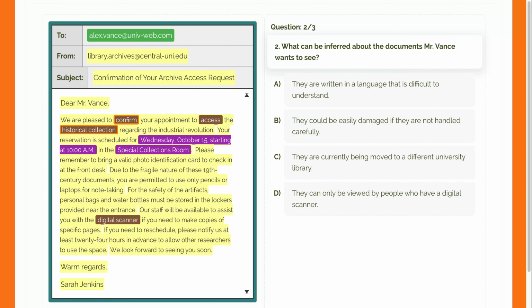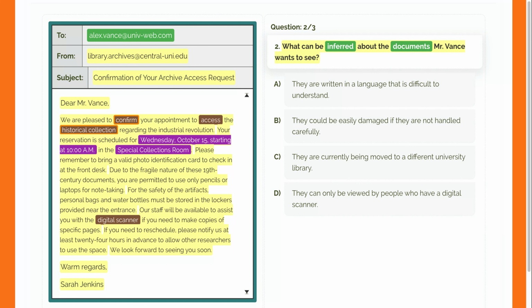Moving on to the second question, let's look for something we can figure out from the text. What can be inferred about the documents Mr. Vance wants to see? This is an inferred question. That means the answer isn't stated directly, but we can guess it based on the facts. We need to look for clues about the documents.